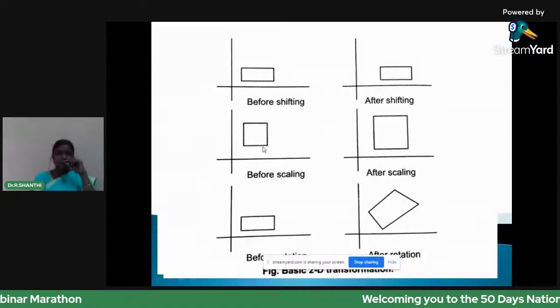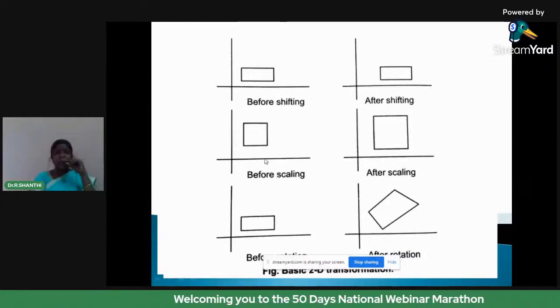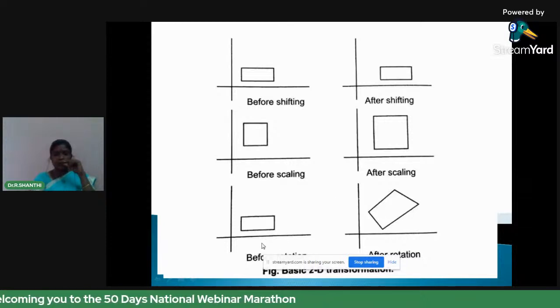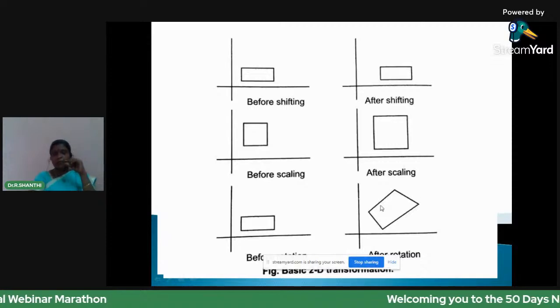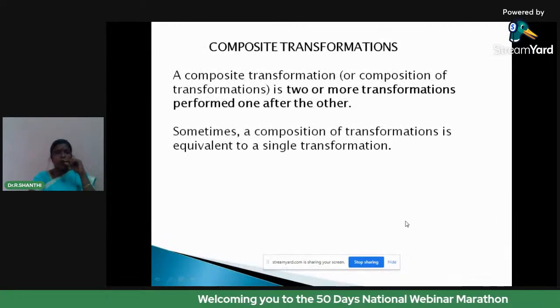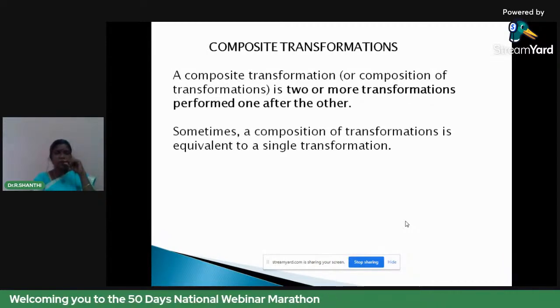This thing here is scaling. The name itself has been specified. Scaling, because you have increased the size of the object. Here what we did, we have rotated. Before rotation it was like that. After rotation the angle has been changed. Then you have a concept called composite transformation. What is it? Composite transformations.